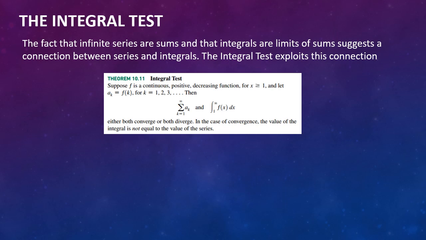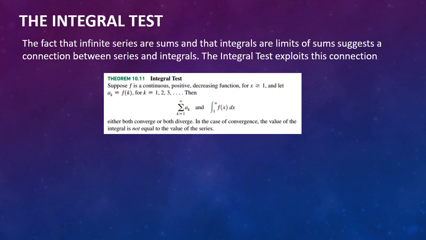The fact that infinite series are sums and that integrals are limits of sums suggests a connection between series and integrals. And the integral test exploits this connection. So let's look at the integral test, which is theorem 10.11.